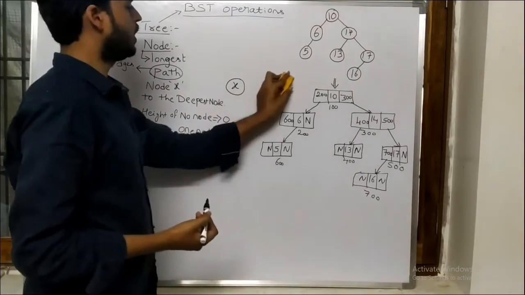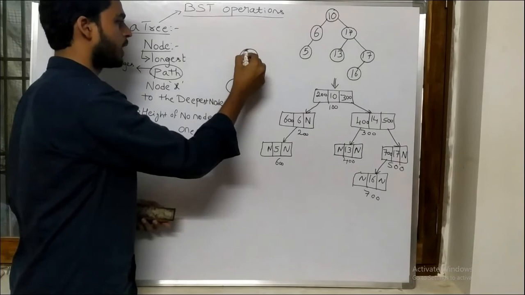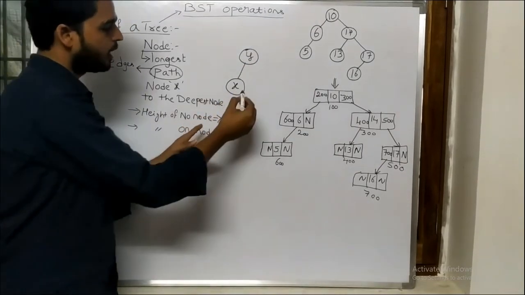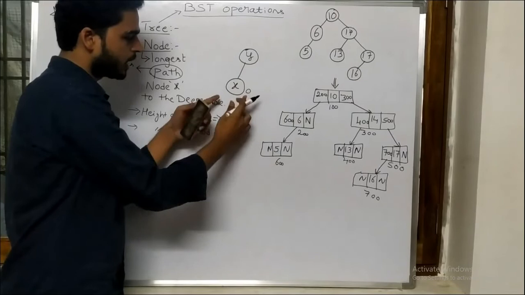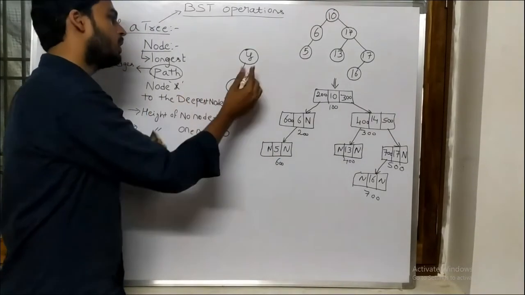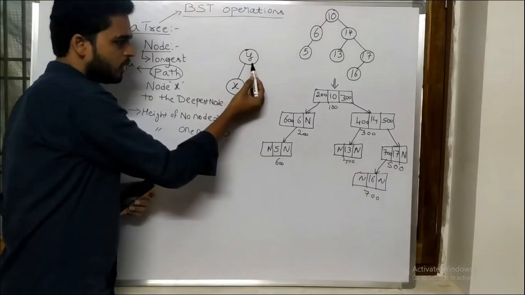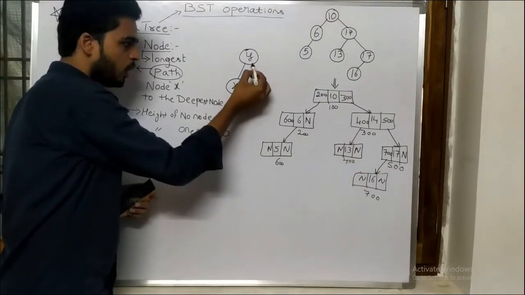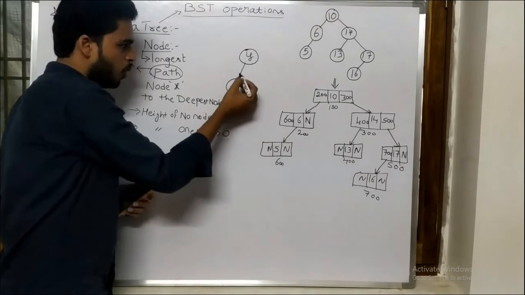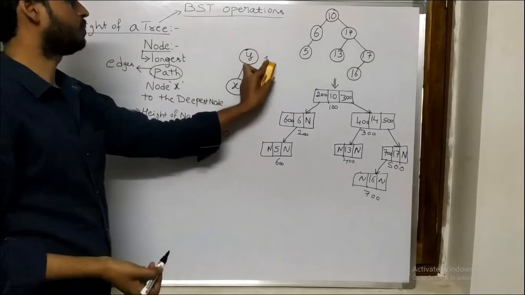Okay. For example, there exists some node y. It will be connected like this. What is the height of node x? Height of node x is 0. The length of the longest path from x to the deepest node. There is none. What is the height of this node y? The height of this node y is the length of the longest path from node y to the deepest node. What is the deepest node with respect to this one? This one only. So how many edges are there? There is only one edge. So I will write 1. Height of node y is 1.